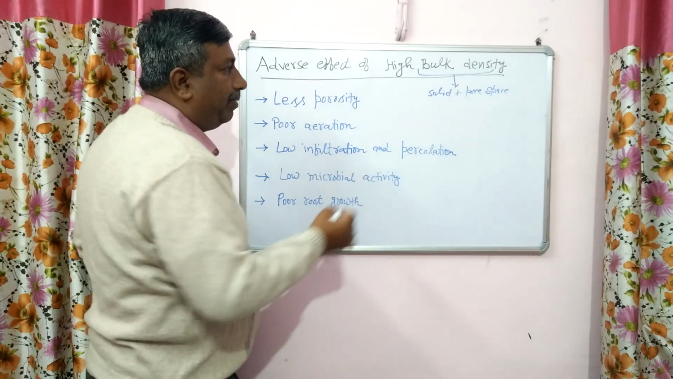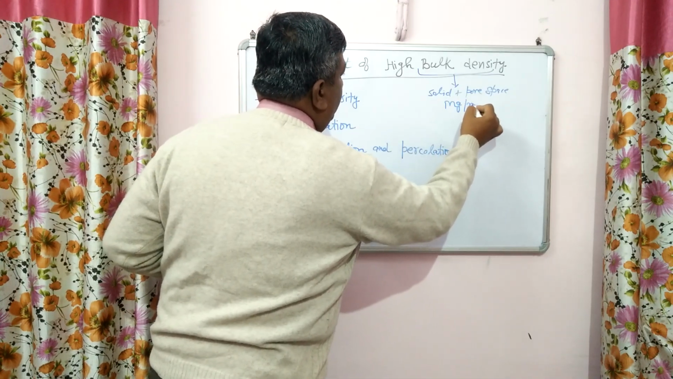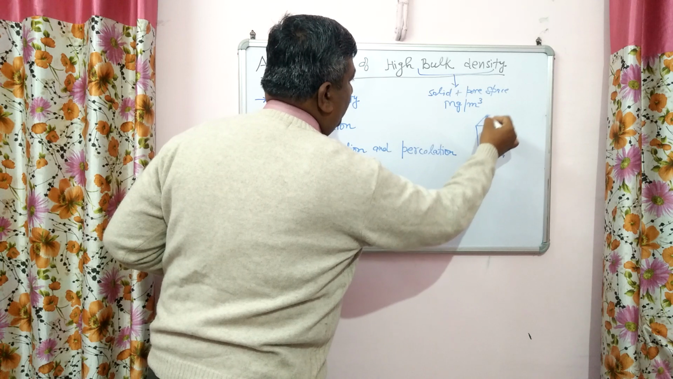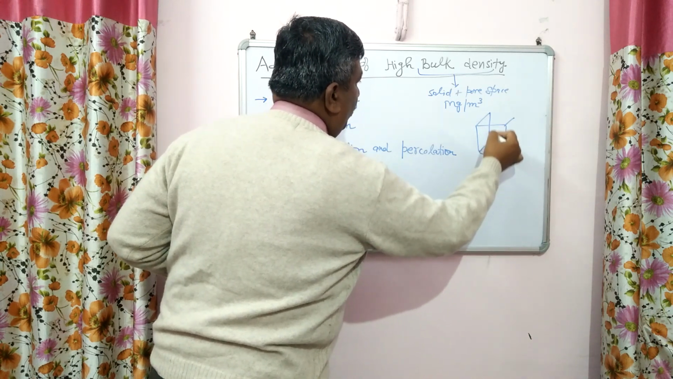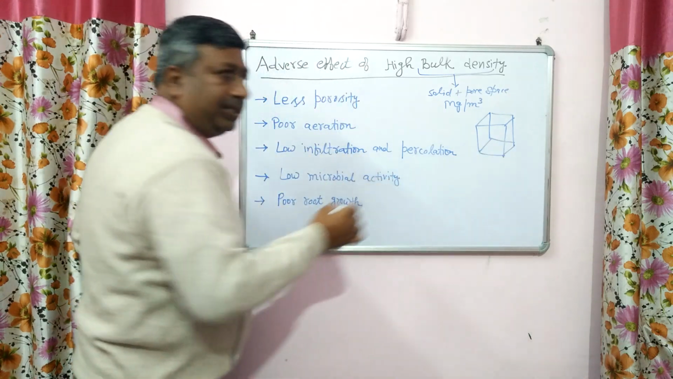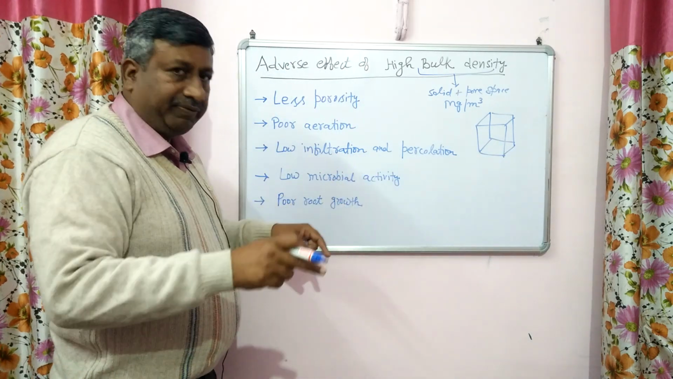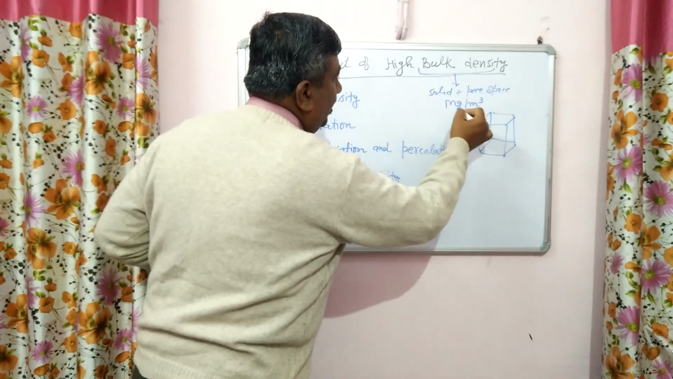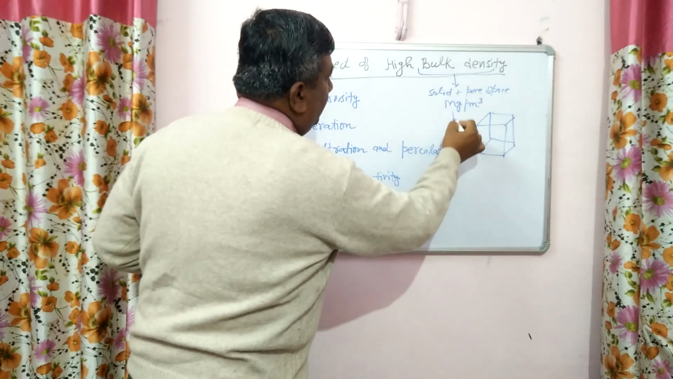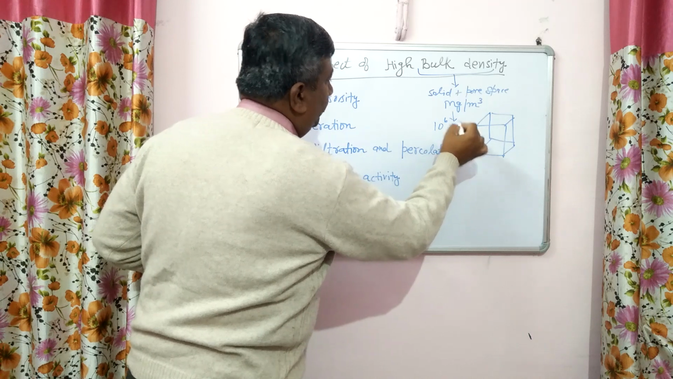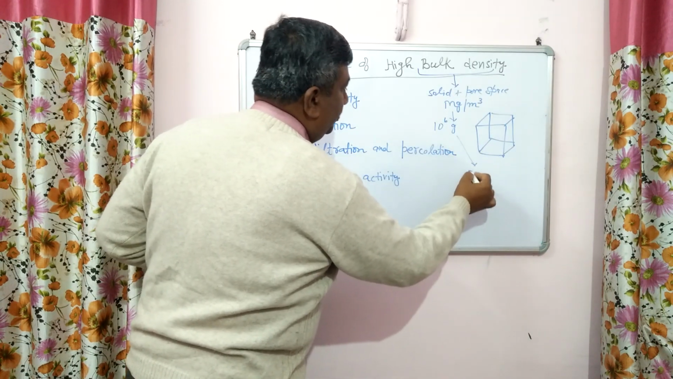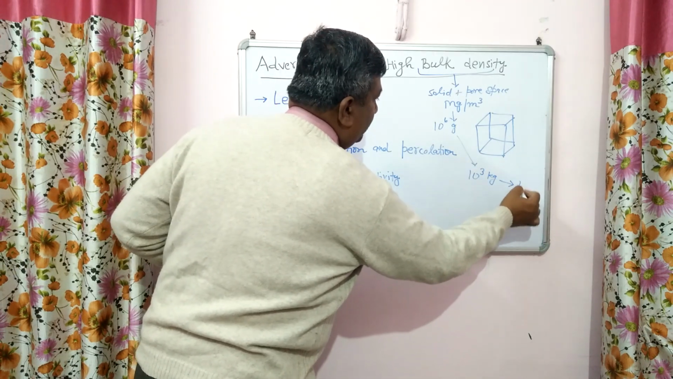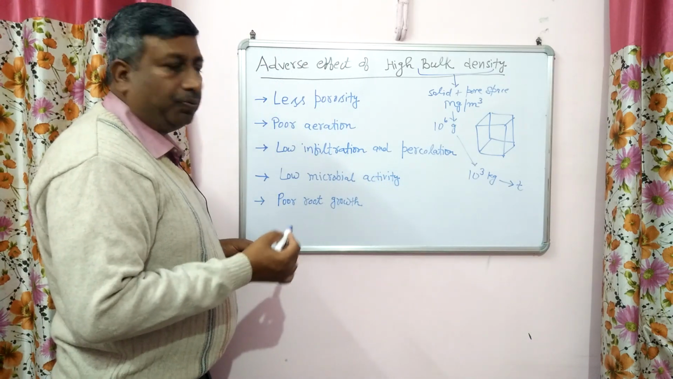The unit is megagram per cubic meter. It means if we take 1 cubic meter of soil, that is 1 meter length, 1 meter width and 1 meter depth, and we take the weight of this volume in megagram. Megagram means 10 to power 6 gram, or 10 to power 3 kilogram, which is a ton. So 1 megagram is equal to 1 ton.